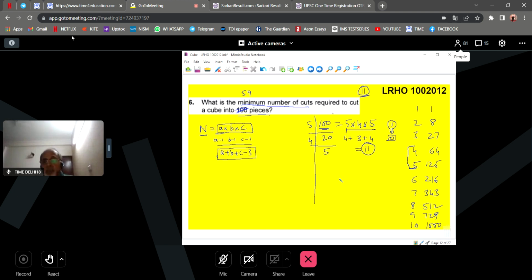See, Ritik, 59 is a prime number. Yes, everybody is giving the right answer. 59 is a prime number. And the only way 59 can be written as the product of three numbers is 59 into 1 into 1. How many cuts? 58 cuts.